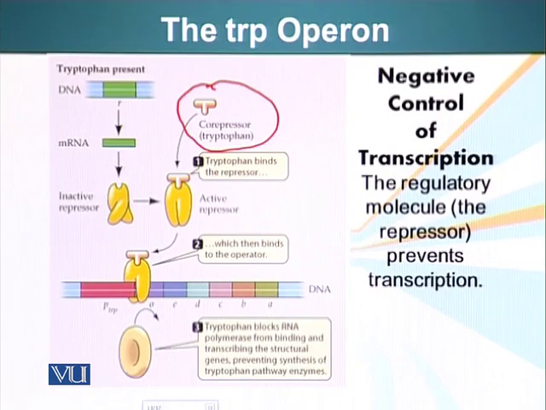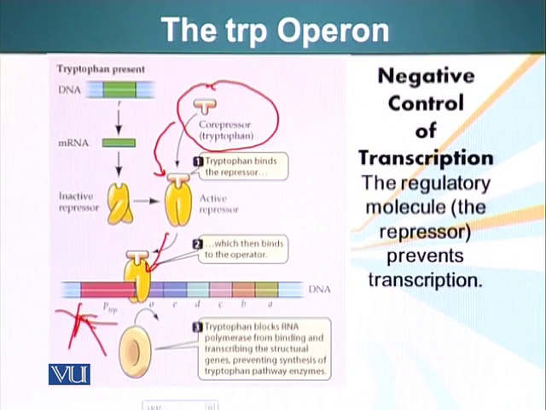So when tryptophan is present, it acts as a co-repressor. It binds the repressor, and the repressor goes through a conformational change. The DNA binding domain of this protein becomes available to bind the operator. It prevents the RNA polymerase from binding the promoter and forming messenger RNA. It prevents that.